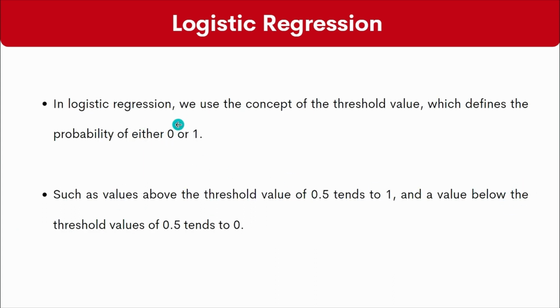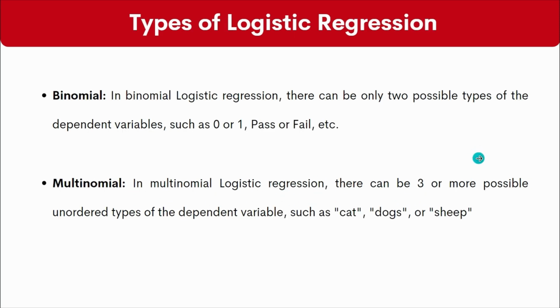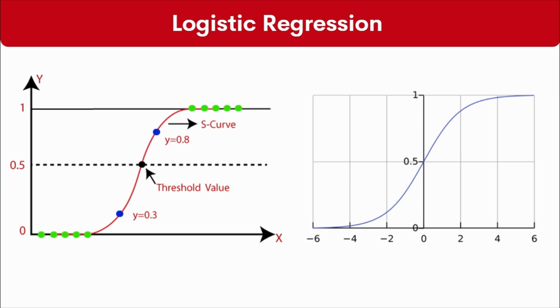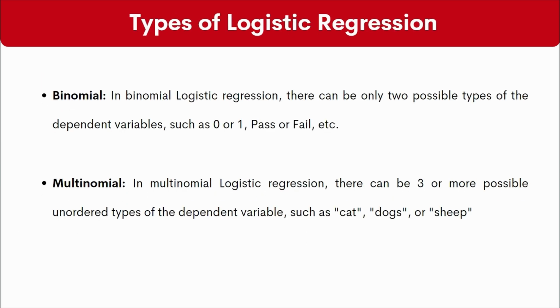In logistic regression, we use the concept of threshold value, which determines the probability, either 0 or 1. We usually have 0.5 as the threshold. When we talk about the types of logistic regression, we have binomial and multinomial. Binomial regression is two-class, 0 or 1, yes or no kind of. When you have multinomial, it can be 3 or more classes too. For example, you are going to predict either a cat, dog or a sheep, or a circle or a square or a rectangle.